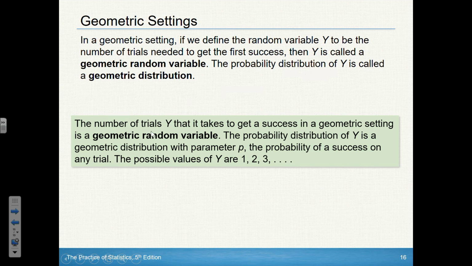So we say here the number of trials y that it takes to get a success in a geometric setting is the geometric random variable. The vocabulary all kind of sounds similar, but when we talk about each part, we have to be clear on what it is that we're referencing.